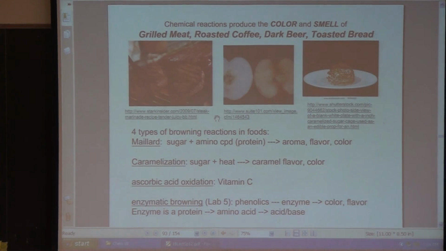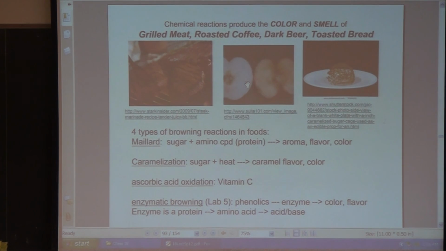Okay, so this is what you can be doing in lab today. There are chemical reactions that produce the color and smell of grilled meat, if you like your barbecue. You'll be doing this middle one today. Fruit turning brown. This is caramelized sugar.